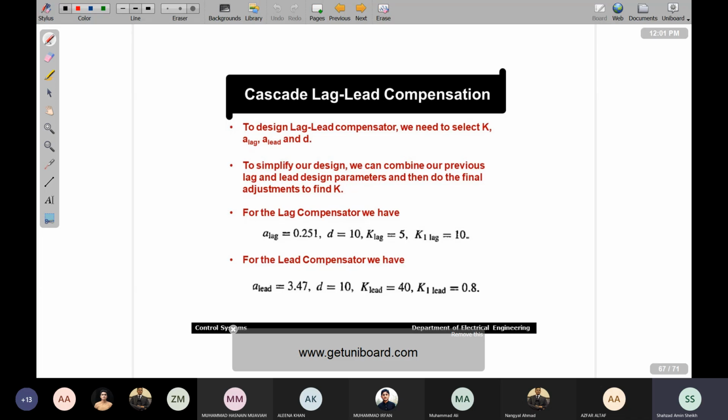So there, A was 0.251 in the context of cascade lag, D was equal to 10 and K lag was equal to 5 and K1, that's the ramp error coefficient, was equal to 10. And similarly, if we go to the lead compensator, the A lead was 3.47, D was equal to 10, K lead was equal to 40 and K1 lead, which is the ramp error coefficient for our lead compensator, was equal to 0.8. Agreed? All these things are in your mind, how we found them in our previous lectures. We have already calculated all these values.